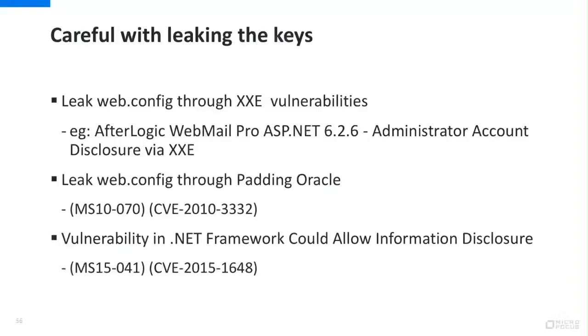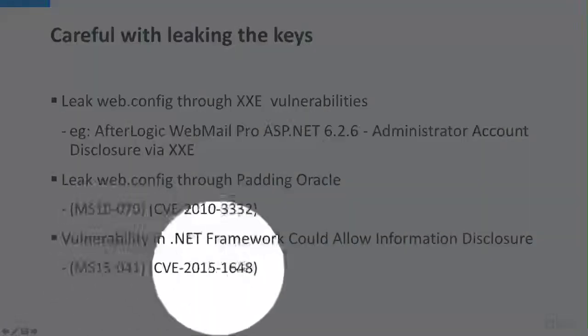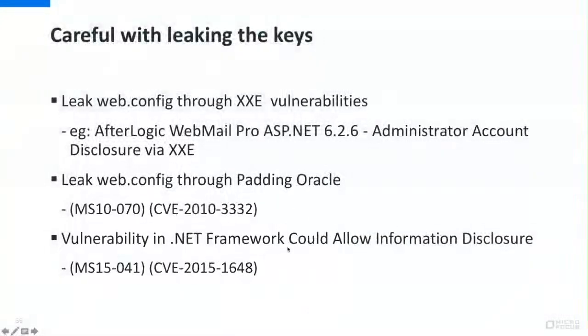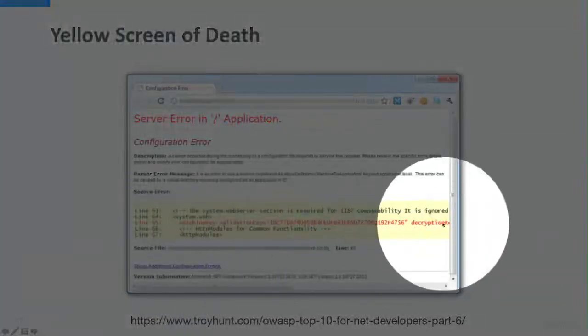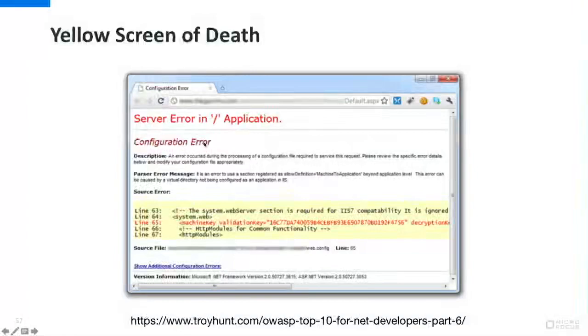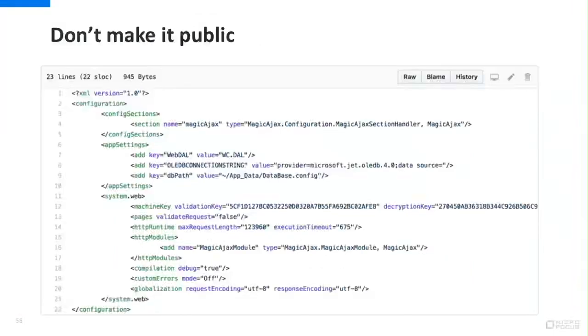Also, there may be some vulnerabilities in the framework, like in 2010 and 15, that allow the attackers to actually leak those keys. From Troy's side, you may recognize this. Apparently, you can actually leak the validation key and the decryption key if you are not using custom errors, at least in the past. Also, I found hundreds of validation and decryption keys in GitHub. So if you are going to install something like a CMS or a blog just by cloning the repo from GitHub and then installing that, be very careful and always generate new keys. Never use the ones that are provided by these kinds of projects.